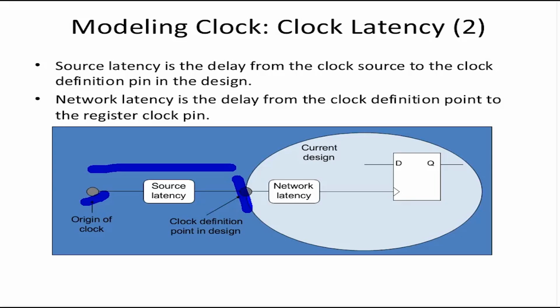Network latency is the delay from the clock definition point to the register point. Network latency will be different for each of the clocks, because the time it takes for the clock to propagate from the input port to the clock pins will be different for each clock, depending on the logic in the clock path. Since DC by default will not know these values, it is essential to provide them. In many cases, source latency does not matter for timing calculation, but network latency does.